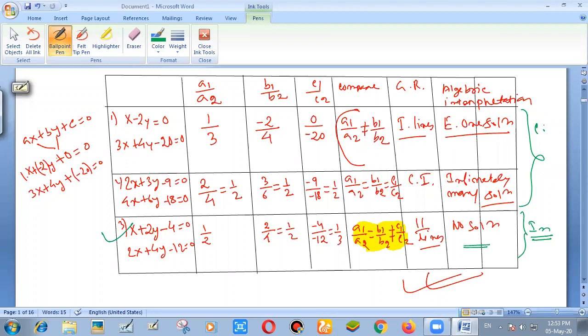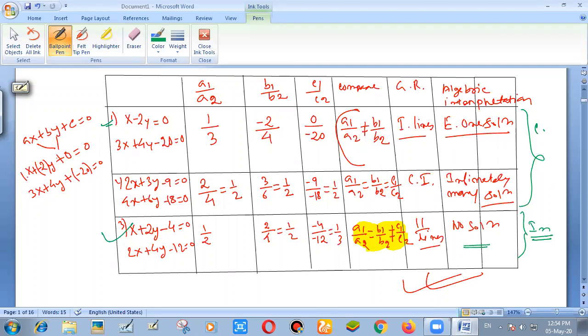Okay. So in the exam you are given two equations, and you are asked whether these two equations are consistent or inconsistent, whether they have a solution or not. You just have to find a1 and a2, b1 and b2, and check the condition. No need to solve the question. If the condition is satisfied, your answer will be according to the condition. Okay, clear?